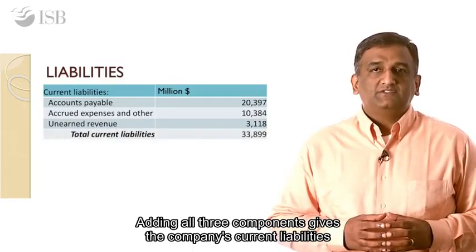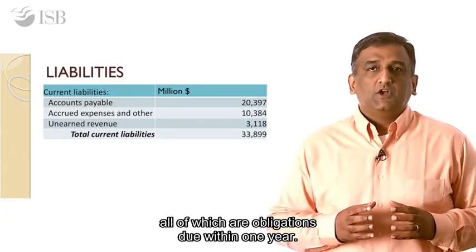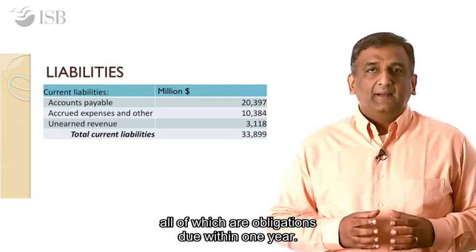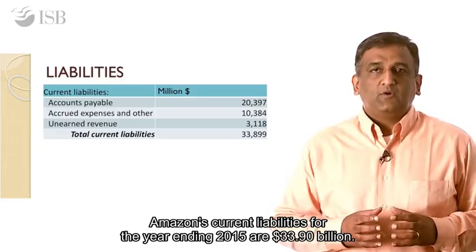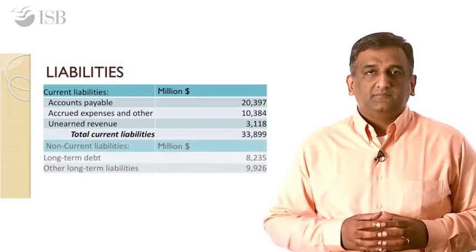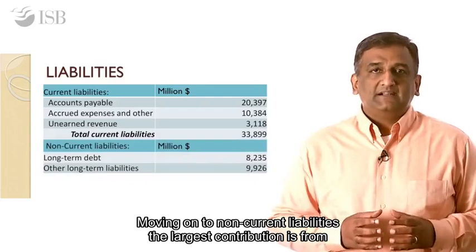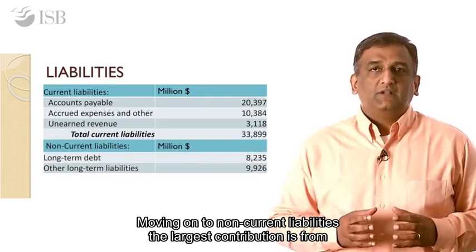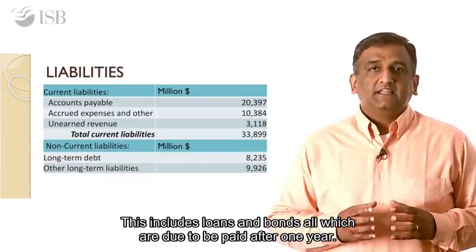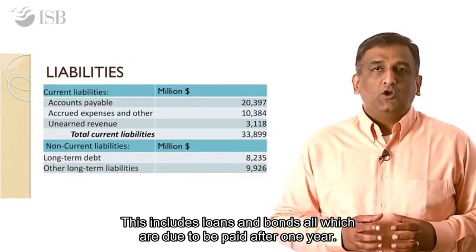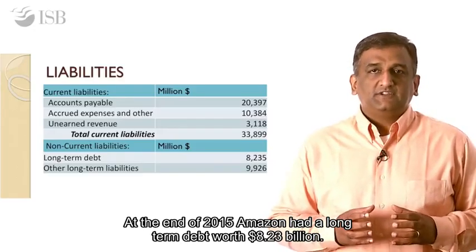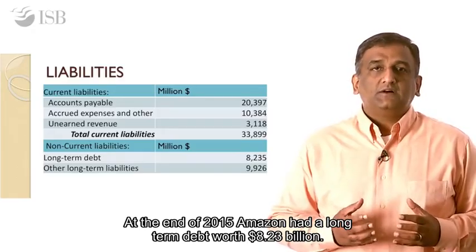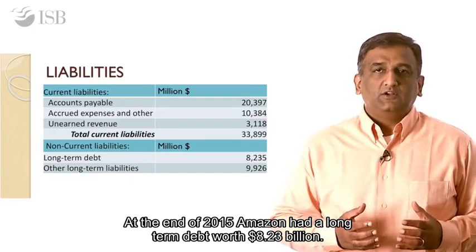Adding all three components gives the company's current liabilities, all of which are obligations due within 1 year. Amazon's current liabilities for the year ending 2015 are $33.90 billion. Moving on to non-current liabilities, the largest contribution is from long-term debt. This includes loans and bonds, all of which are due to be paid after 1 year. At the end of 2015, Amazon had long-term debt worth $8.23 billion.